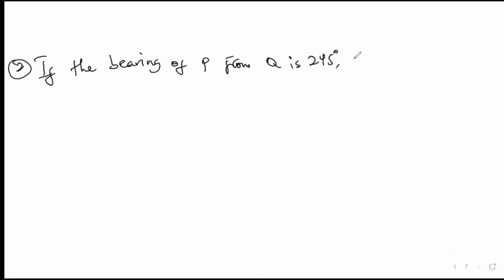Do this for me. If the bearing of P from Q is 245 degrees, find the bearing of Q from P. Sasha, are you okay? Yeah. All right. So if the bearing of P from Q is 245 degrees, find the bearing of Q from P.